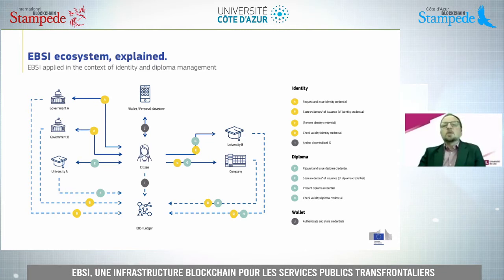The two main services used in this kind of interactions are identity services, the yellow dots, and the diploma services, which are the green dots here. And the ledger is the anchor of the trust between all these entities: citizens, universities, companies, governments.